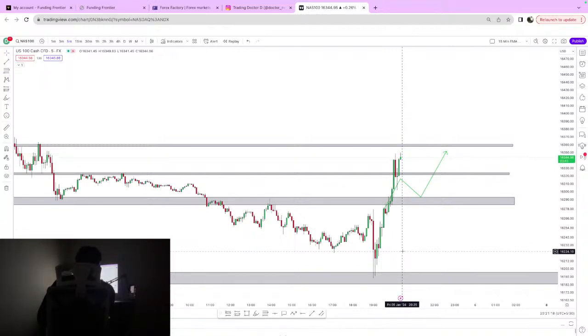Always follow your rules. Before taking any entry, check everything. Is every criteria being matched? If yes, go for it. Otherwise, leave it. Very simple.